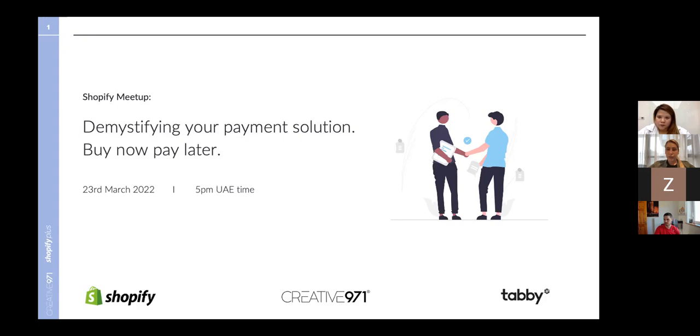And on my side, I would suggest we start now. It's natural that people will join in or opt out. So first of all, again, welcome to the official Shopify meetup in Dubai. Today we're talking about demystifying the payment solution. What does that mean? A lot of you have heard about buy now, pay later. What is it actually? We're going to give you some information on what a buy now, pay later solution on Shopify in the UAE is, how it works, and how it can boost and benefit your business. Apart from that, we're going to give a bit more clarification, tips and tricks, and open to your question rounds later.